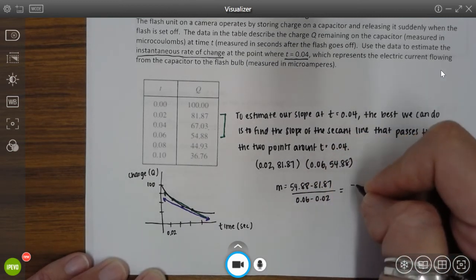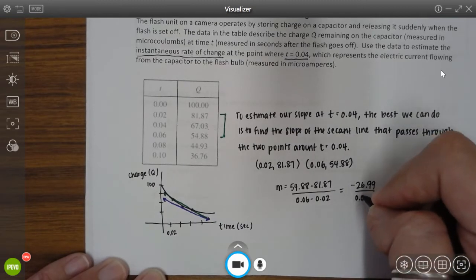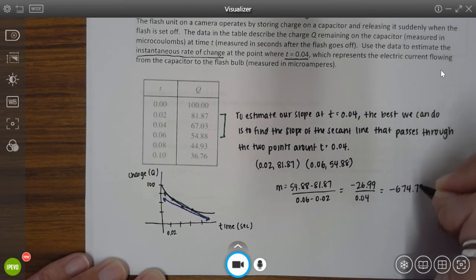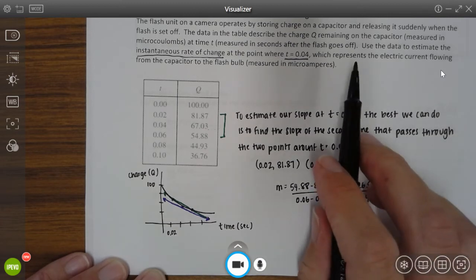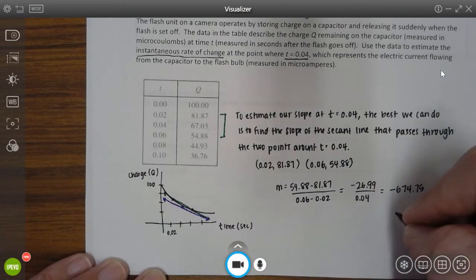So if I do that calculation, that's going to give me about negative 26.99 over 0.04, which is going to give me a slope of negative 674.75. And it says that that's representing the electric current flowing measured in microamperes.